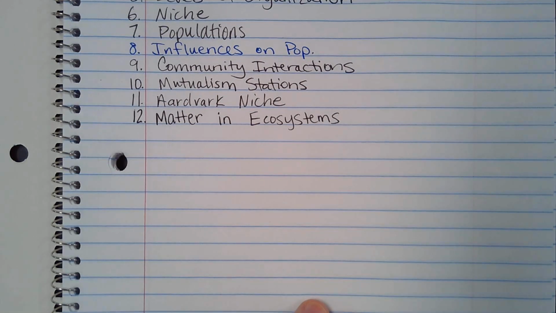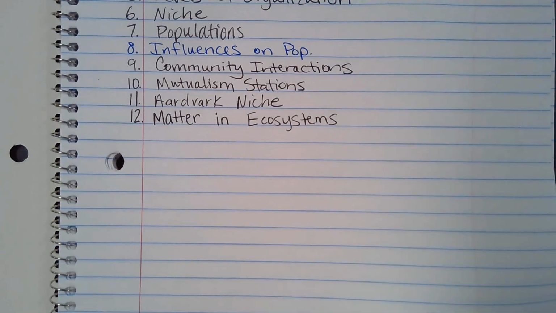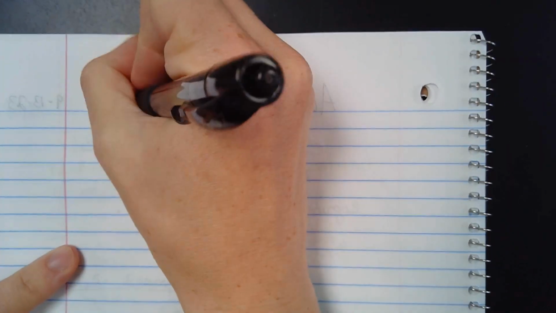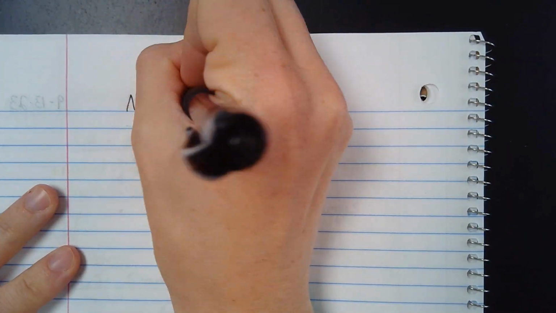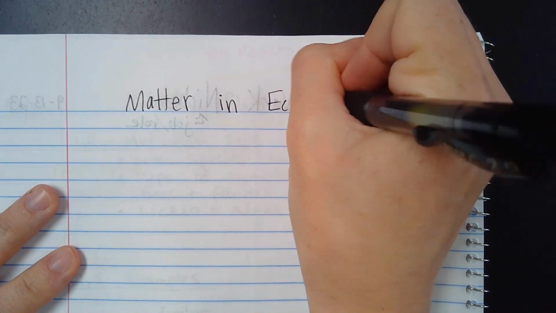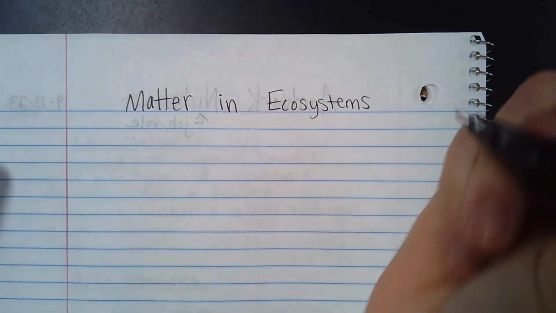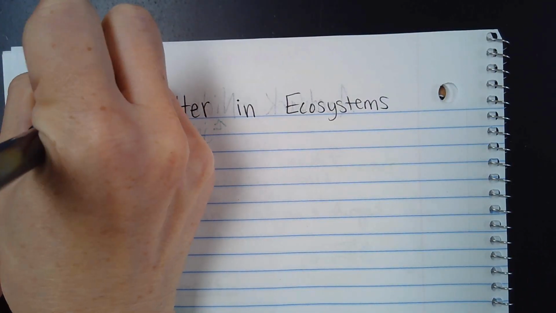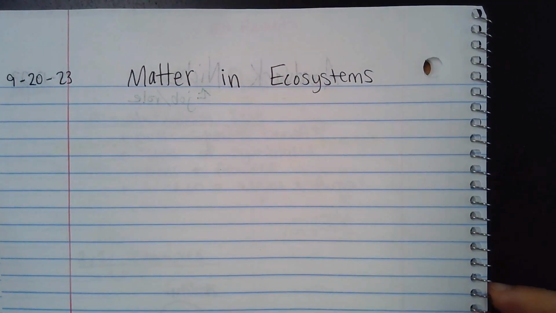And so today, on page 12, we are going to consider how does matter move in ecosystems. So again, on page 12, we're writing matter in ecosystems. And today's date, 9/20/23. So copy that again.